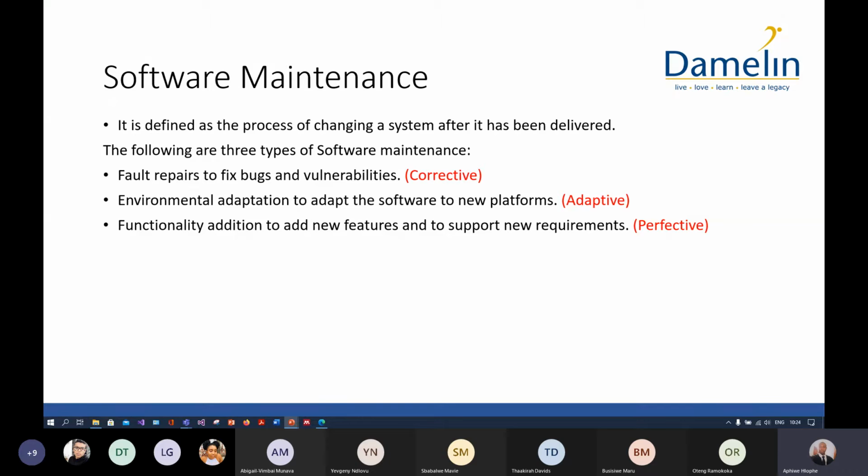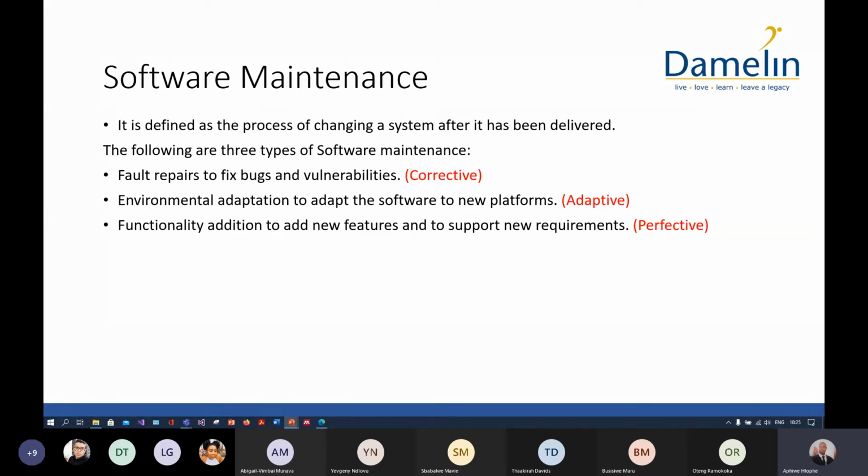So software maintenance is defined as a process of changing a system after it has been delivered. The following are 3 types of software maintenance. So we have fault repairs to fix bugs and vulnerabilities. This is also referred to as corrective maintenance. We're fixing errors or day 0 errors that were not picked up during the development phase and the testing phase of the software.